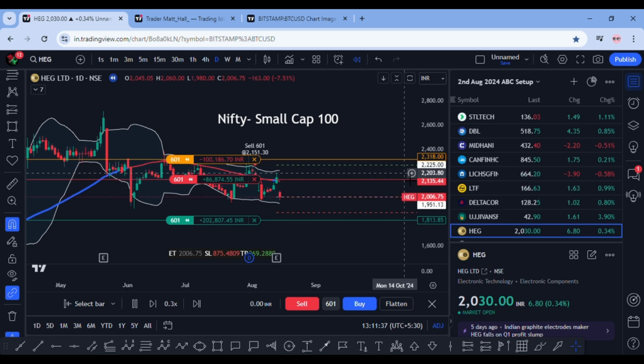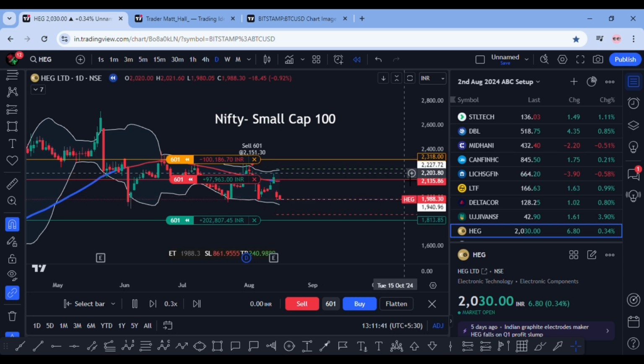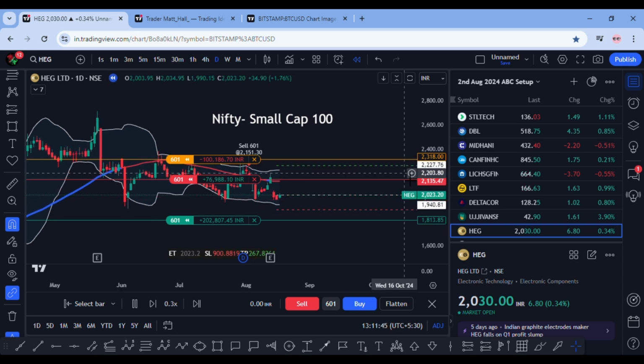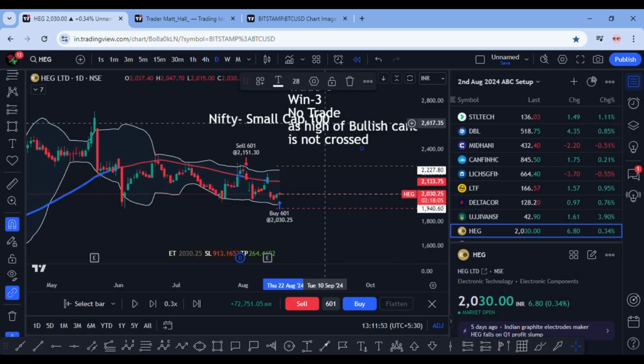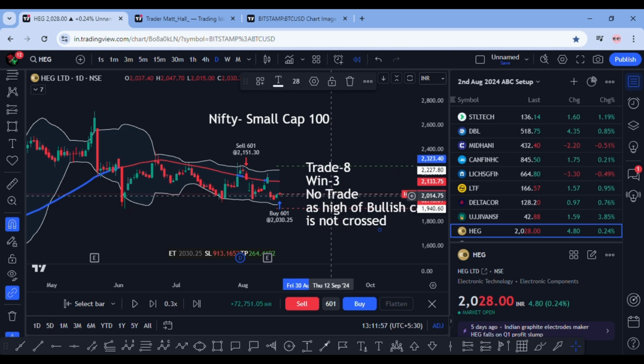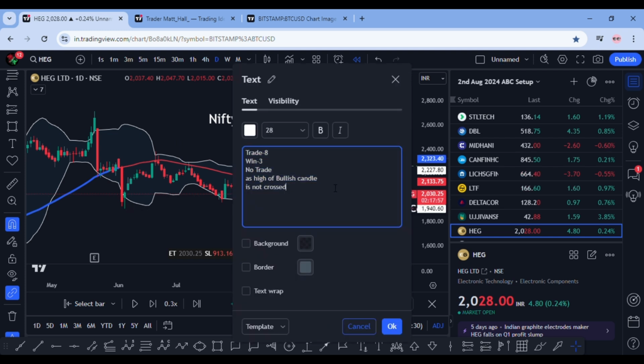The trade for HEG Limited is still open, but since the market is closing, we'll go ahead and close this trade. We've achieved a 1 to 1 risk-reward ratio on this one. It's important to manage trades actively, especially as the market closes.